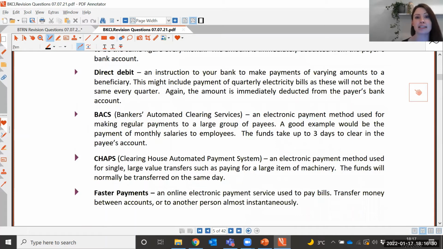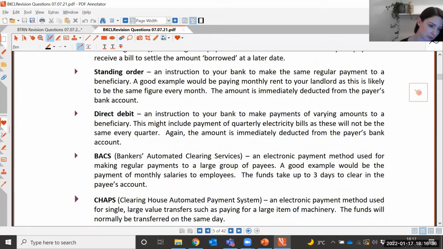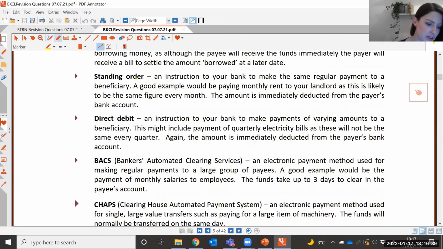Now, one of the main things I see when I mark work from students on this type of task is the ones that they get mixed up are these two, the standing order and the direct debit. Now, the key thing to remember with this is that a standing order is used for a fixed amount, the same amount that is coming out of the bank account each month. And the best thing to think of is rent. So it might be £600 rent every month. It's a fixed amount. Whereas a direct debit could be a varying amount.